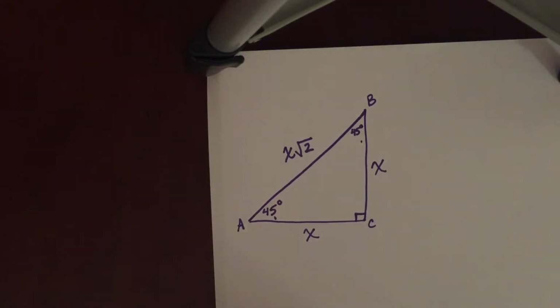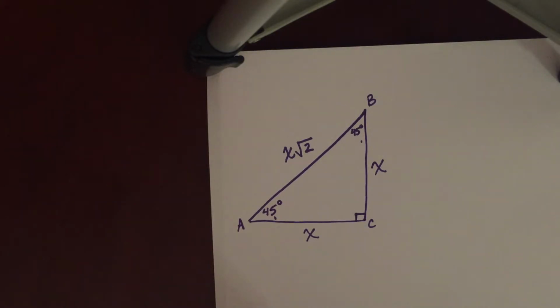Now when we're talking about the unit circle, we're really only interested in angle A, because that angle right here, A, 45 degrees, is going to be the one that's going to be at the center of our circle once we set it up.